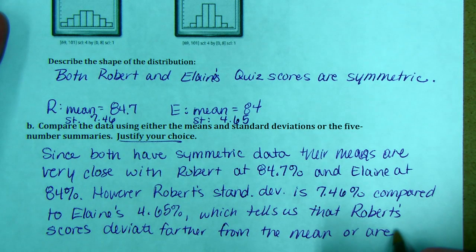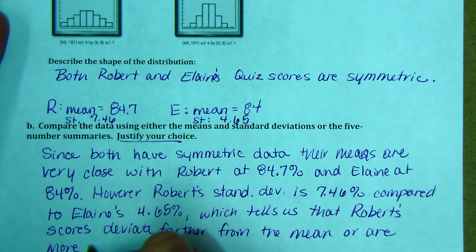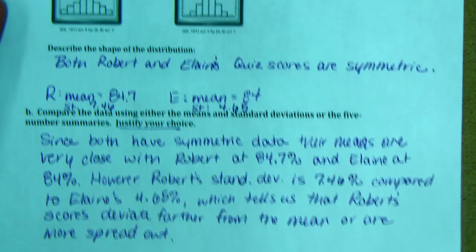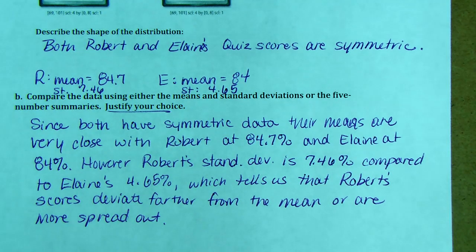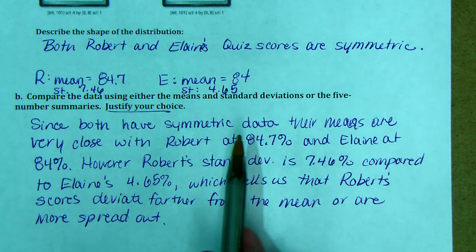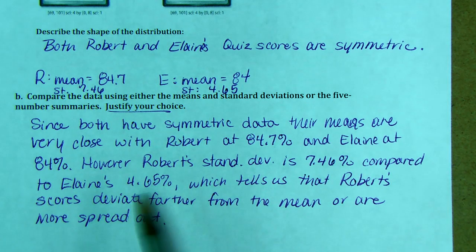Now, do you have to be that wordy? Not necessarily, but it definitely encompasses both their means, and it talks about their standard deviation, and it tells us that while their means are very, very close, Robert's are more spread out because his standard deviation tells us it deviates farther from the mean. Okay? Fantastic. On to the last example.